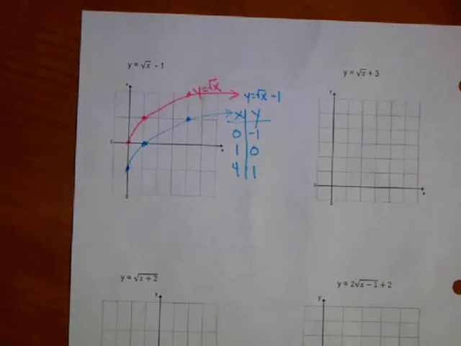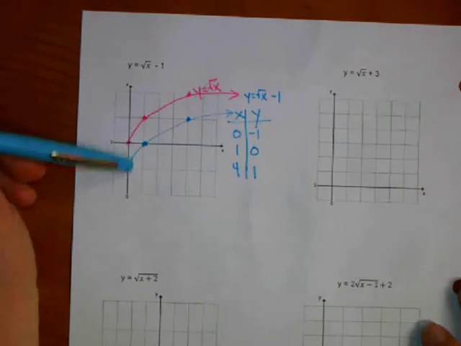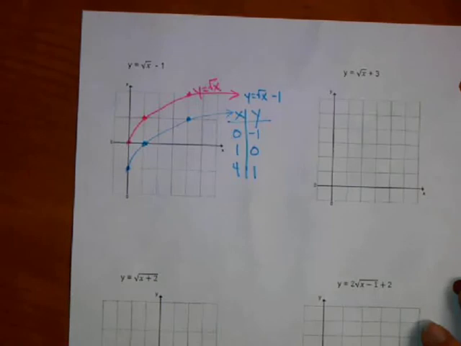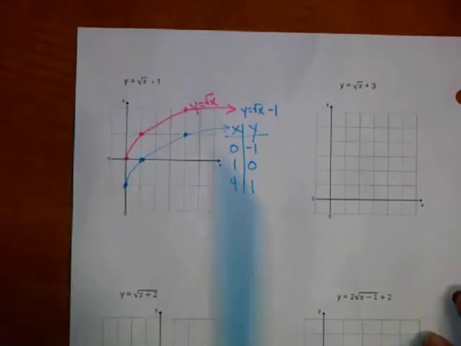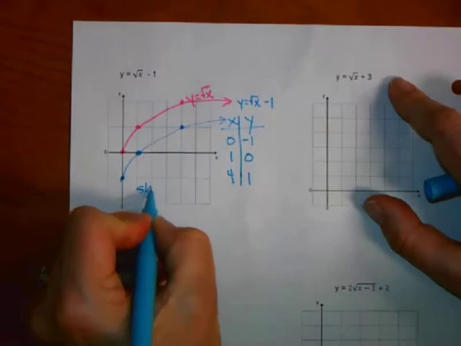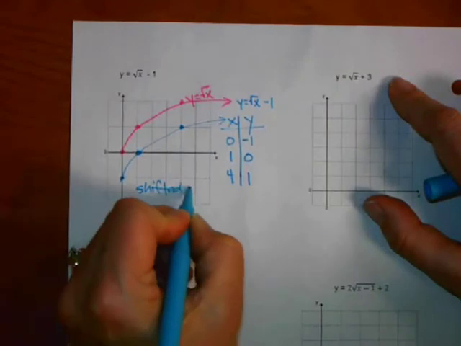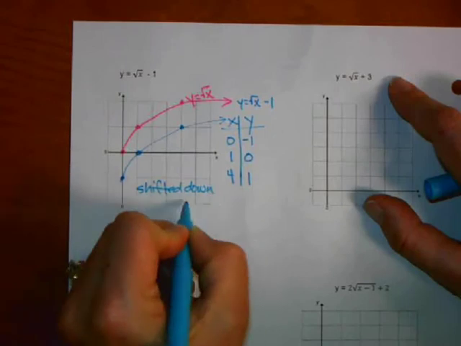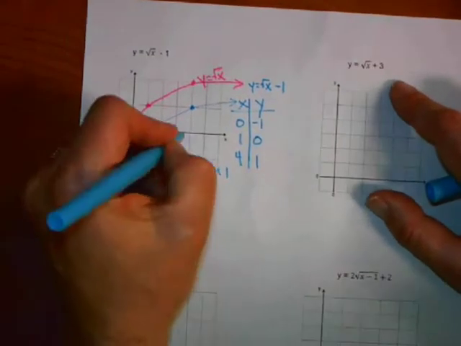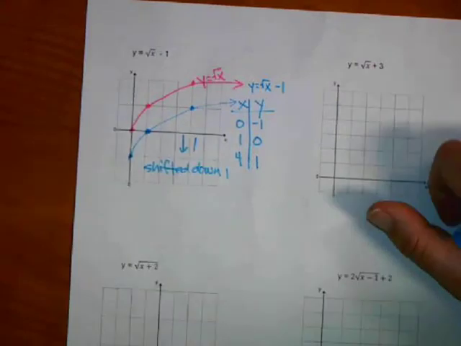Let's talk about the shifting before we actually write down the domain and range. Look what happened to all my points. What happened? I went down 1. That's what happens here when you just take away 1 from the function. Okay? So it shifted down 1. However you want to write it. You can even do an arrow. In Algebra 2, sometimes we just do that. Down 1.